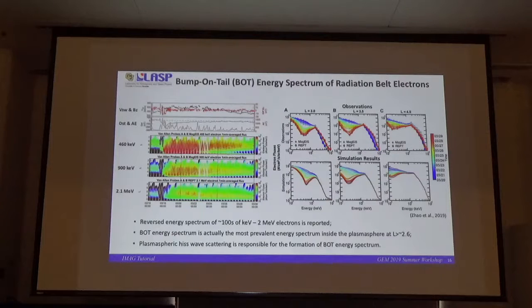Through a more statistical analysis, we found that this Bonpang-Tiao energy spectrum is actually the most prevalent energy spectrum inside the plasmasphere at L greater than 2.6 also. We also did a simulation using a two-dimensional Fokker-Planck equation with a data-driven time-varying hiss wave model, and we well reproduce our observations of the formation of this Bonpang-Tiao energy spectrum. These results suggest that plasmaspheric hiss wave scattering is actually responsible for the formation of such a Bonpang-Tiao energy spectrum inside the plasmasphere.